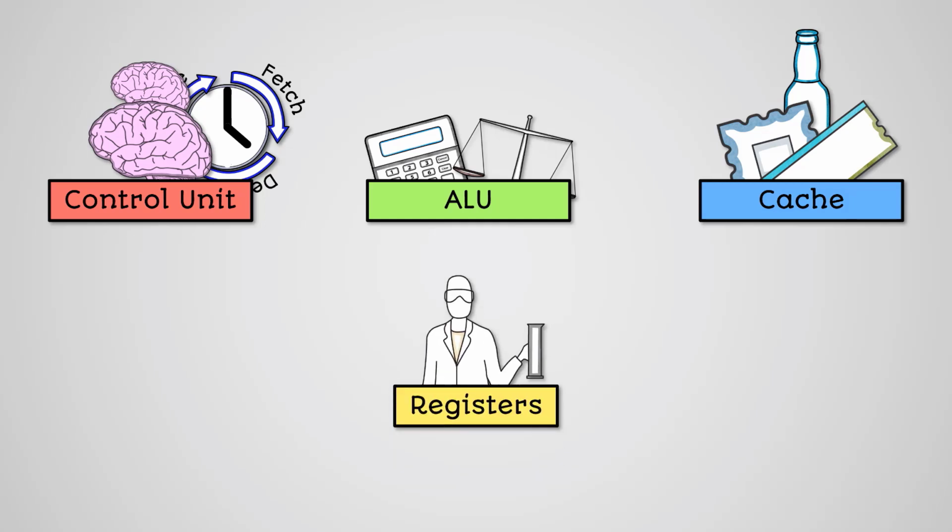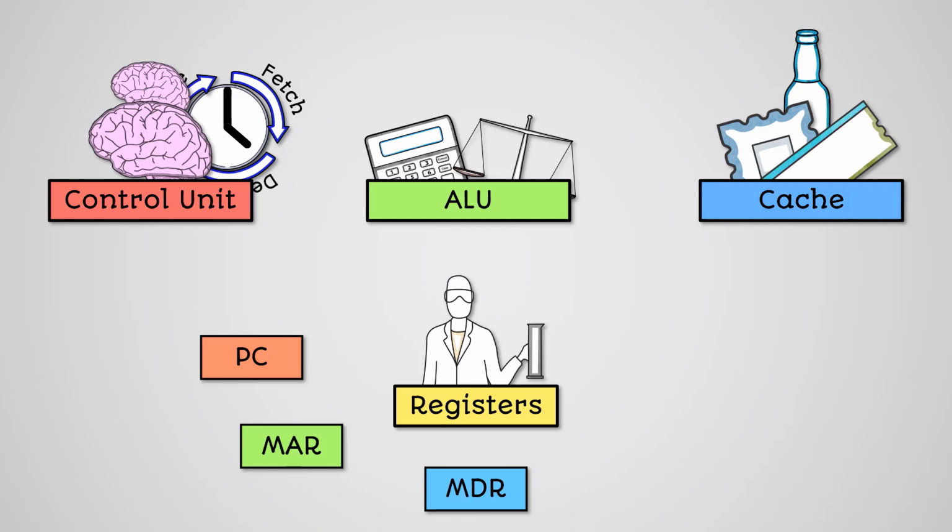The special purpose registers are small areas of memory on the CPU that have specific jobs to do. The program counter holds the address of the next instruction to be executed. The memory address register stores the address of the instruction or data to be processed. The memory data register stores the data that has been fetched. The current instruction register holds the currently executing instruction. And the accumulator stores the results of any calculation.